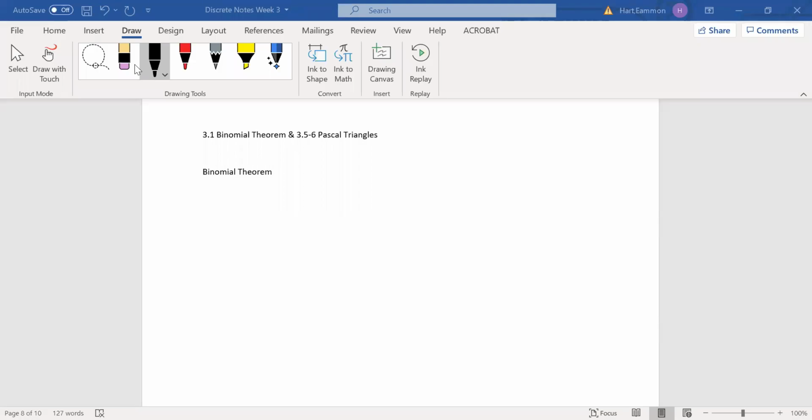Okay, so back for binomial theorem, Pascal's triangle. This is going to be a little bit out of order in terms of the textbook because the binomial theorem relates very heavily to Pascal's triangle, as we will see. So if I have x plus y squared, what is the distribution of this? It's going to be x squared plus 2xy plus y squared. So that's what this is equal to.